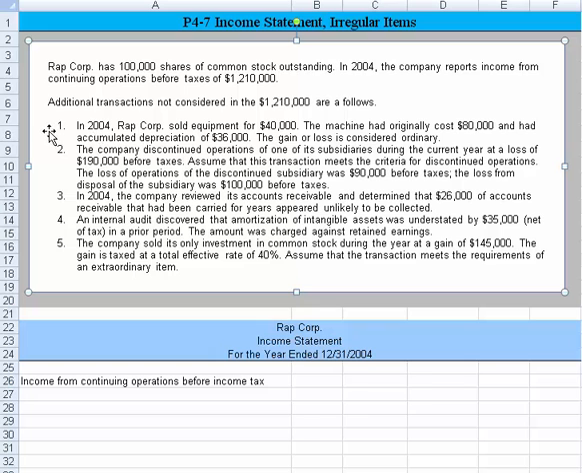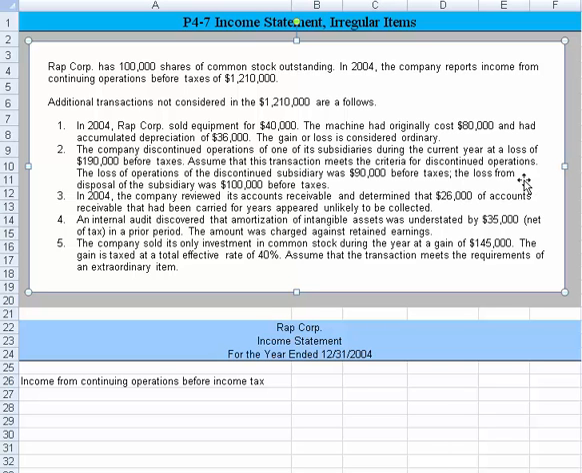Let me highlight those, or actually, to the left of my mouse here, we'll point to those. In 2004, Wrap Corporation sold equipment for $40,000. The machine had originally cost $80,000 and had accumulated depreciation of $36,000. And the gain or loss is ordinary. Another item is that the company discontinued operations of one of its subs for the current year at a loss of $190,000 before taxes, and we're supposed to treat this as a discontinued op. The loss of operations of the discontinued subsidiary was $90,000 before taxes. The loss from the disposal was $100,000.